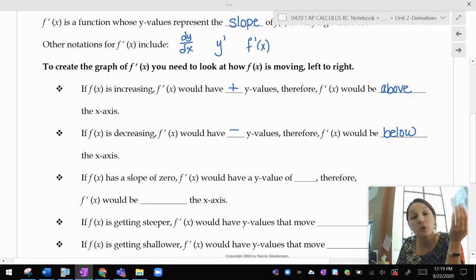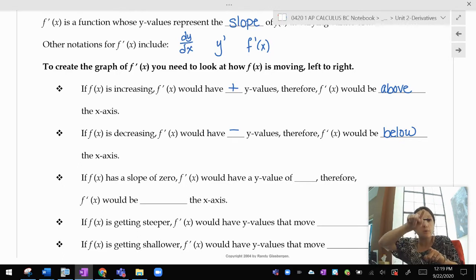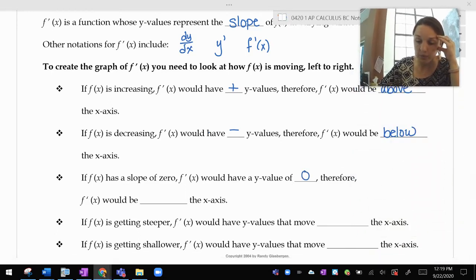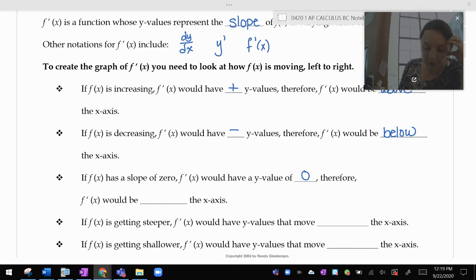If f has a slope of 0, if f is flat, it goes up and then it comes down, or it goes up, flattens, and keeps going. If f has a slope of 0, then f prime would have a y value of 0. Therefore, f prime would be on the x-axis.